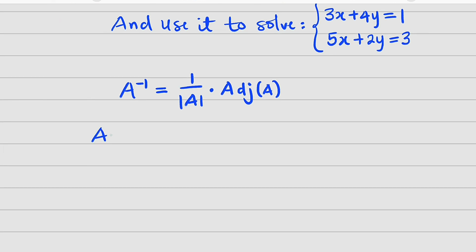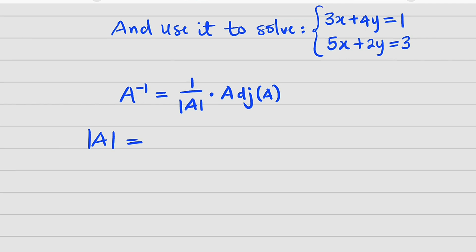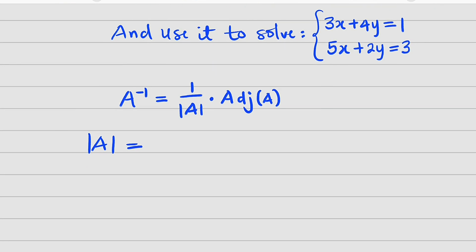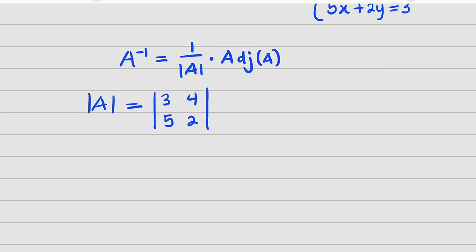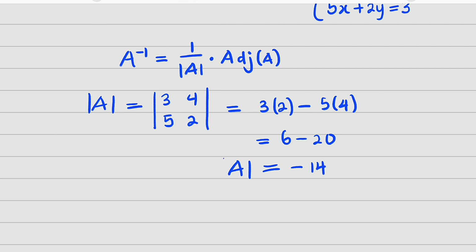The determinant is equal to, our inputs are 3, 4, 5, and 2. To find the determinant, we are first of all going to multiply the leading diagonal. The leading diagonal gives us 3 multiplied by 2. Then we subtract the other product, which is 5 multiplied by 4. This is equal to 6 minus 20, which is equal to negative 14. So negative 14 is the determinant of this matrix.